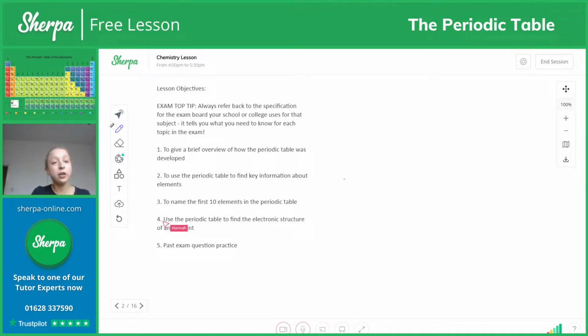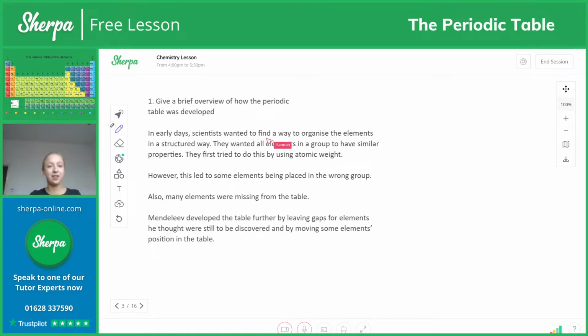We're then going to go back to the periodic table and we're going to use it to work out how that tells us the electronic structure of each element. And finally, we're going to have a look at a couple of past exam questions, which I have got from literally the most recent exam possible, almost, from November 2020, I think. So we're going to have a go at a couple of past exam questions. I'll tell you how I would answer them and how you can make sure you're getting the top marks for any question that you answer.